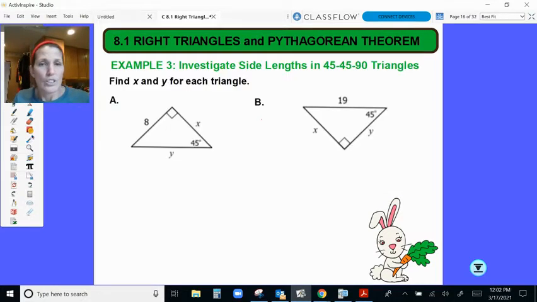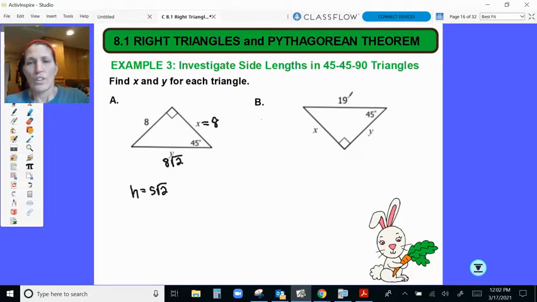Okay, so let's go ahead and try it here. We have this triangle here in part A. The length of my side is 8, and I know that's a side because it's with my right angle. So my length of side x is also going to be 8, which means my hypotenuse, remember, is always equal to the length of my side times the square root of 2. So my y here is going to be 8 times the square root of 2.